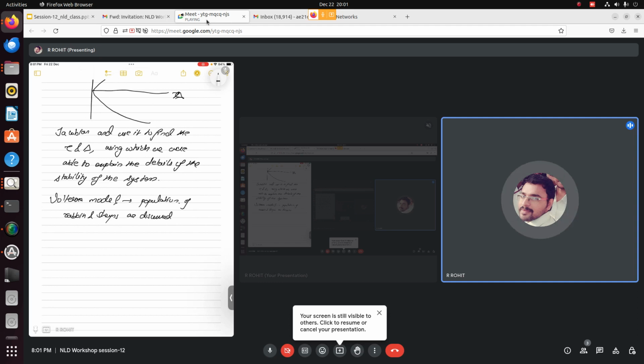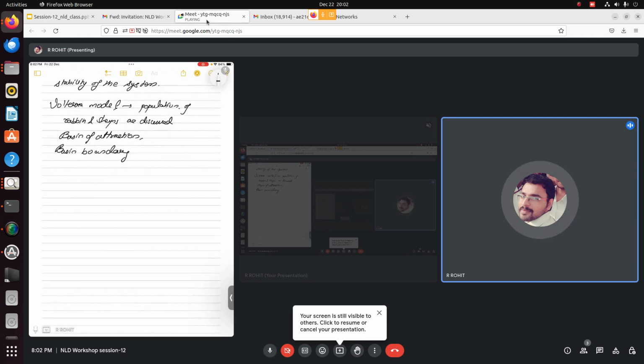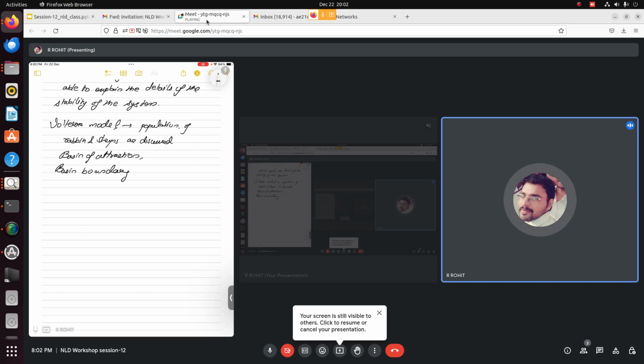In this case, we discussed broadly the topic called basin of attraction, and we talked about something called the basin boundary. We were able to say that if you are starting at the basin boundary of a system, which is your borderline case, you can determine which point you will eventually be moving on to.